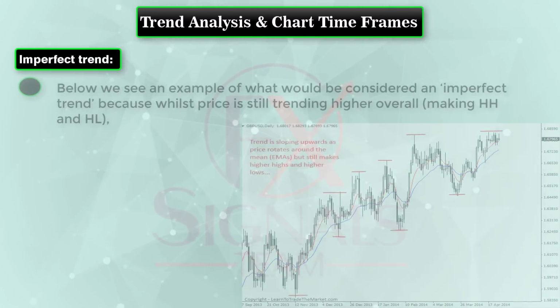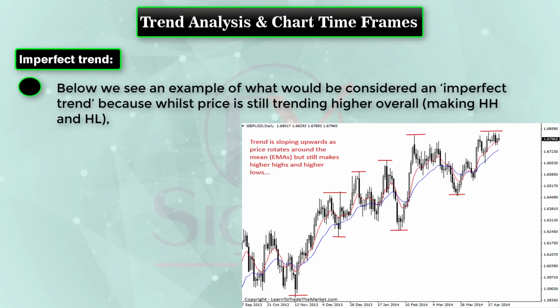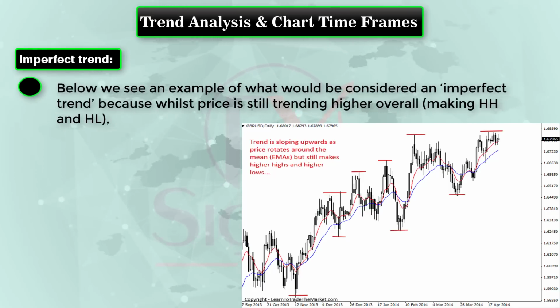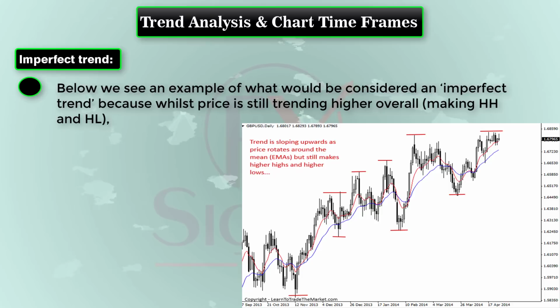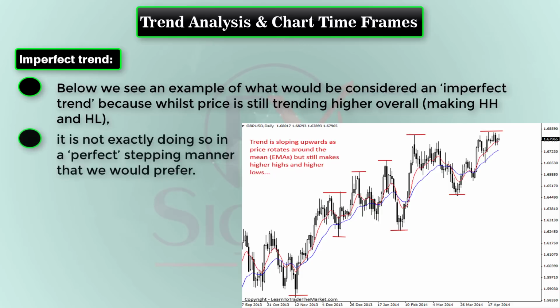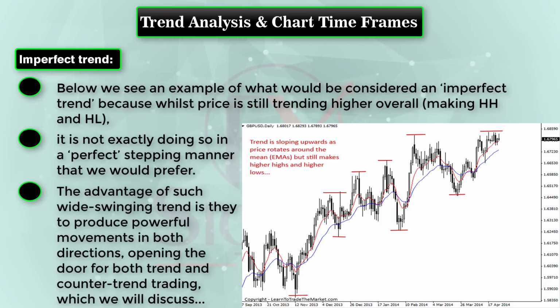Imperfect trend. Below we see an example of what would be considered an imperfect trend, because whilst price is still trending higher overall, it is not exactly doing so in a perfect stepping manner that we would prefer. The advantage of such a wide swinging trend is that it produces powerful movements in both directions, opening the door for both trend and counter-trend trading, which we will discuss.